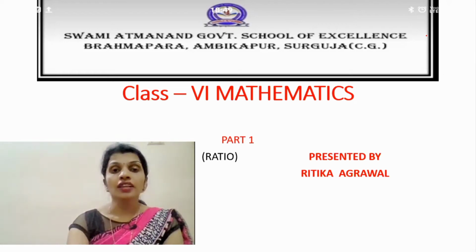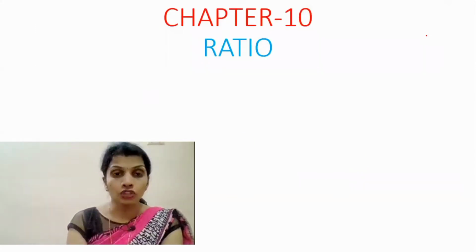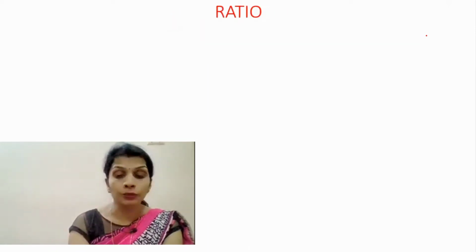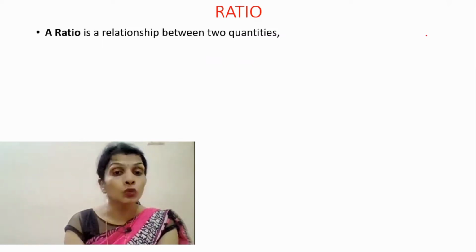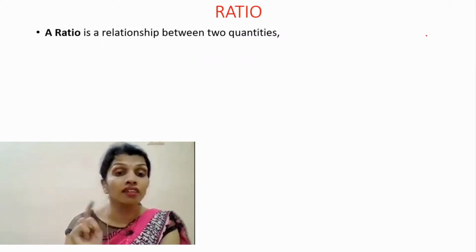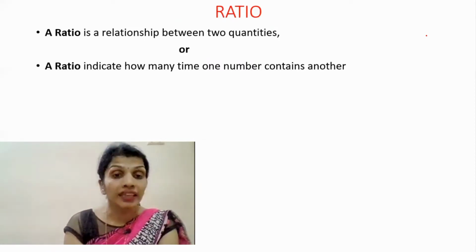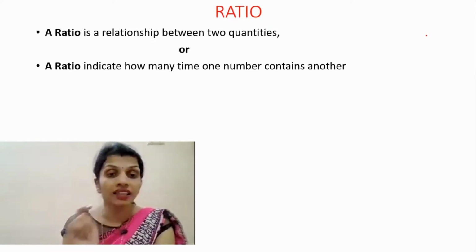In this class, we are going to discuss our chapter 10, ratio. Now, what do you mean by ratio? The ratio means a relationship between two quantities. Yes, it's a relationship we show between two quantities. Or we can say that a ratio indicates how many times one number contains another number.